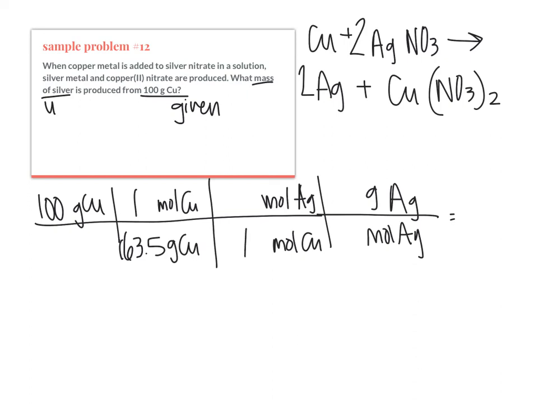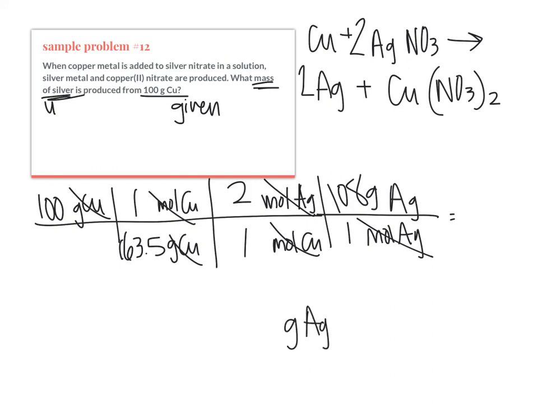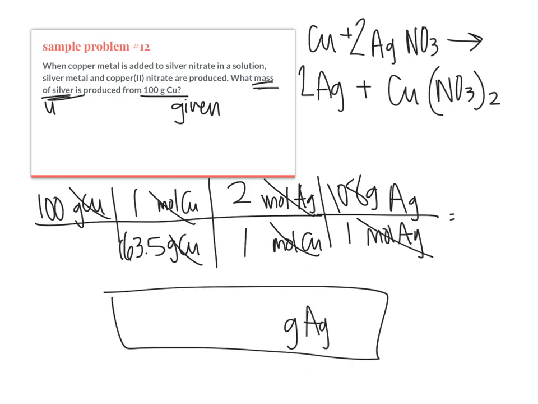So for 1 mole of copper, we get 2 moles of silver. 1 mole of silver equals, we're rounding up to 108 grams. Let's make sure everything cancels. Grams of copper, moles of silver, and we're left with grams of silver, which is our unknown. And then you can calculate the answer.